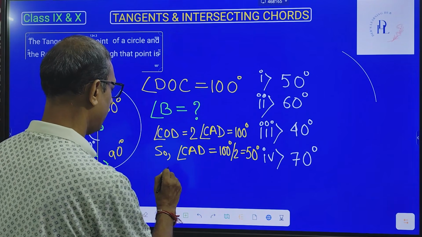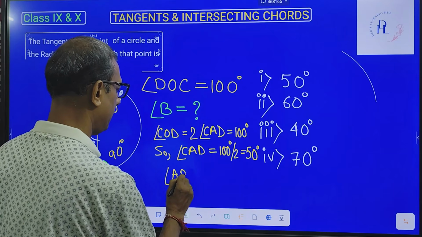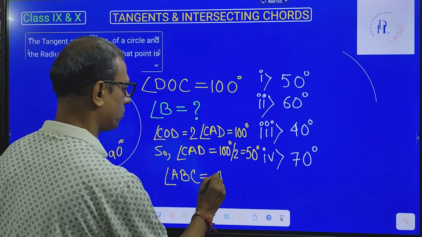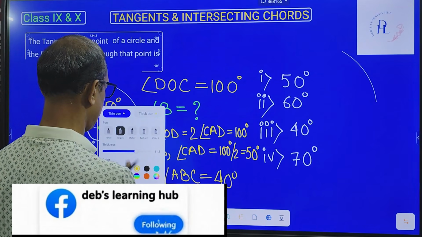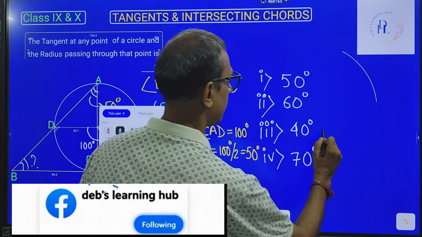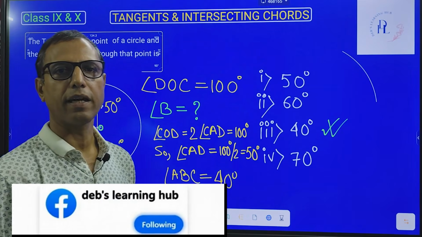So angle ABC equals 40 degrees. So this is the right answer. 40 degrees is the right answer.